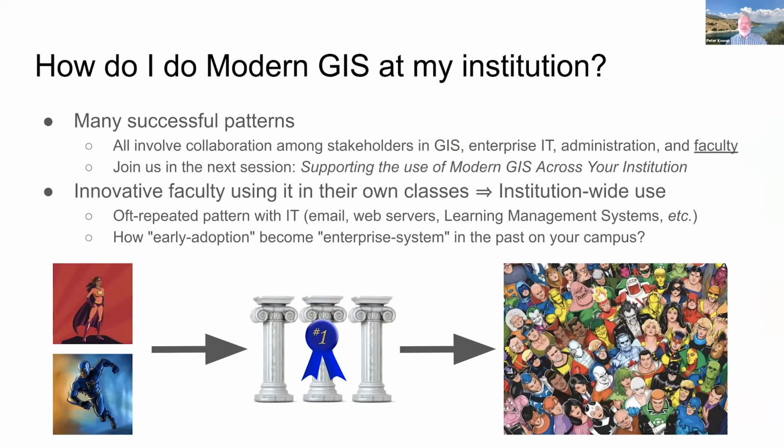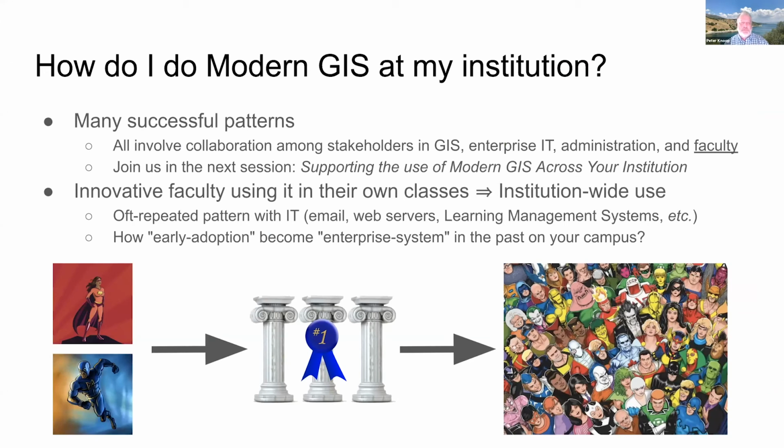So it's a handy way to transfer story maps between organizations. So how do I do modern GIS at my institution? Well, there's many successful patterns. Almost all of them involve stakeholders in GIS and enterprise IT and administration working together and faculty helping drive it along. And you can join us in the next section to hear more of these.